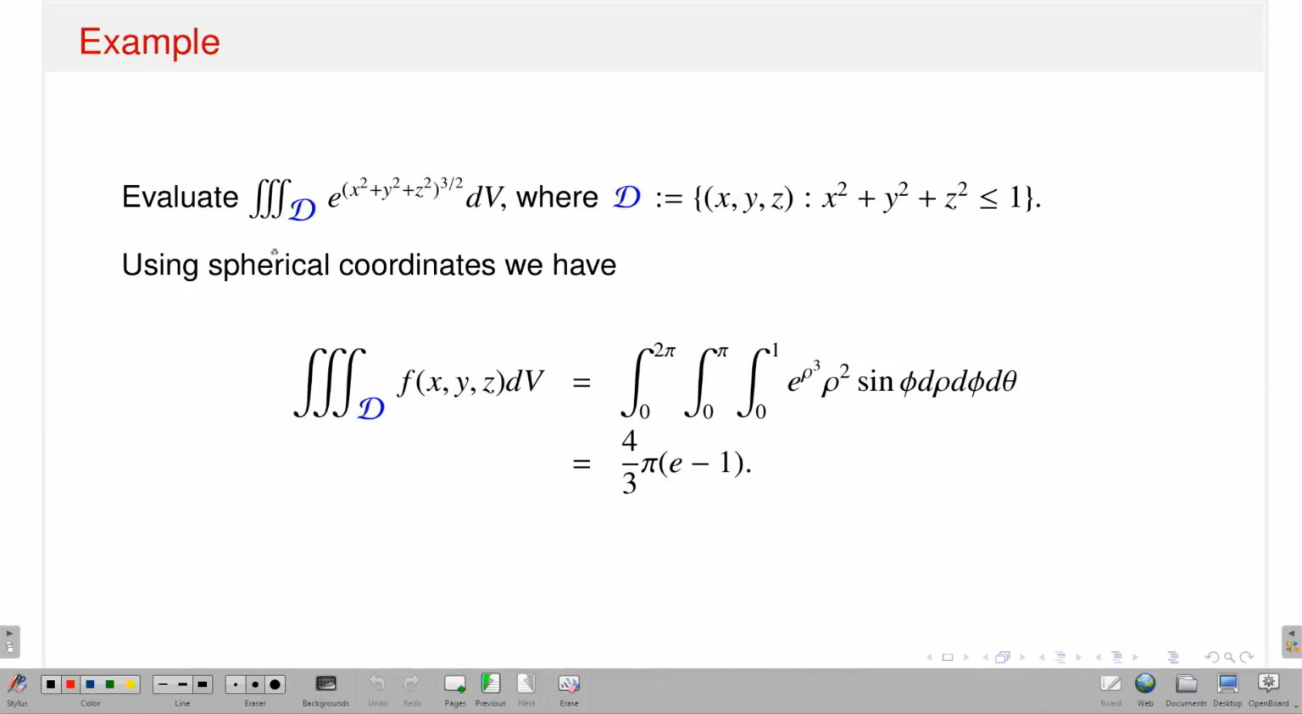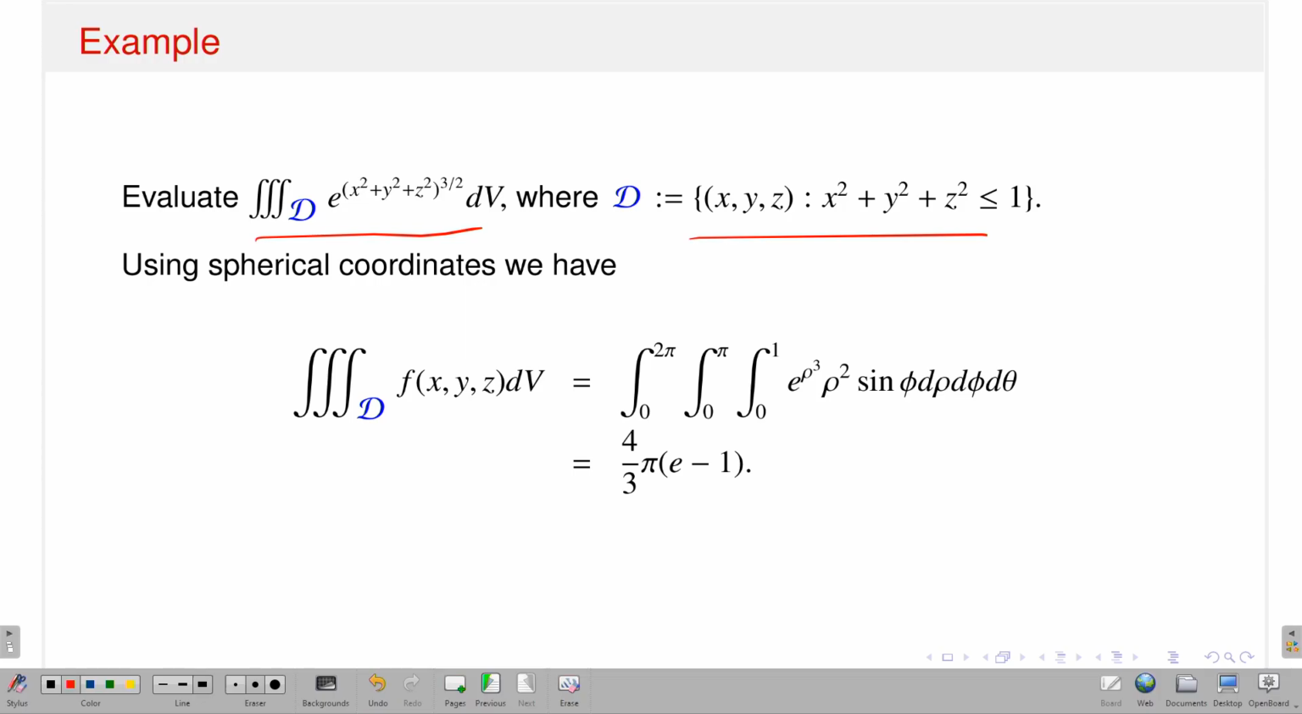Using the change of variable formula, you can transfer your triple integral given in the Cartesian coordinate system to the corresponding spherical coordinate system. One example will make it more clear. Evaluate this integral, e to the power (x square plus y square plus z square) to the power 3 by 2, over the domain D, which is all those x, y, z where x square plus y square plus z square is less than or equal to 1.